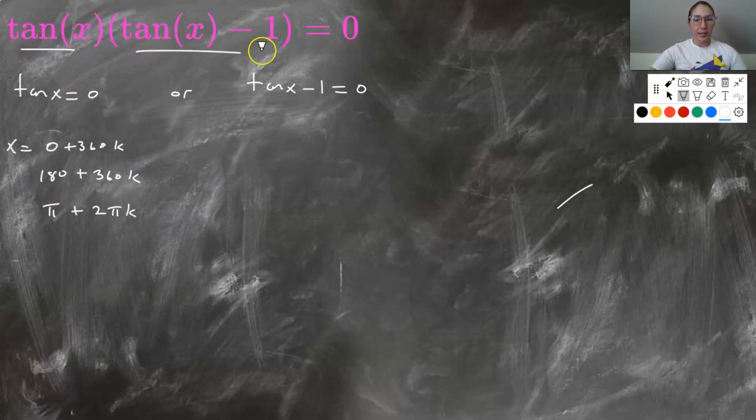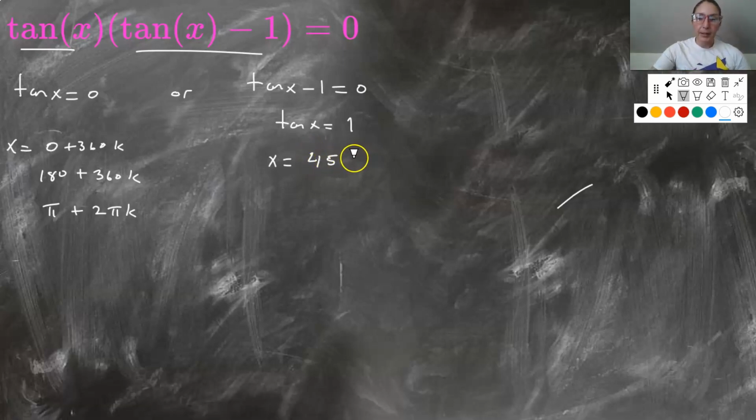Now let's take care of this piece of the product here. Add 1 to both sides, and we get tangent of x equals 1. Okay, where is tangent of x equal to 1? On the unit circle, it's equal to 1 at the 45, or the pi over 4.